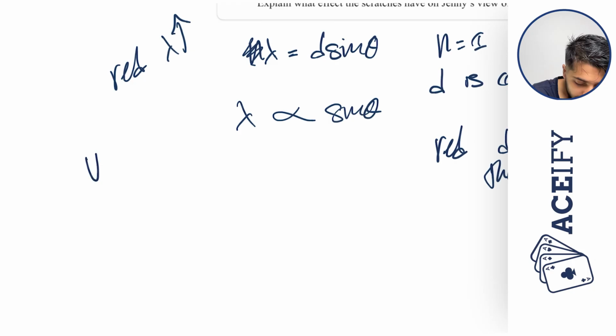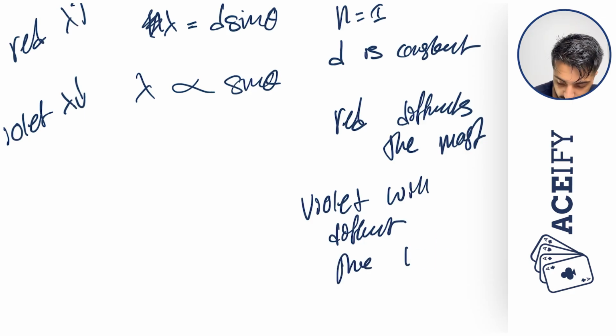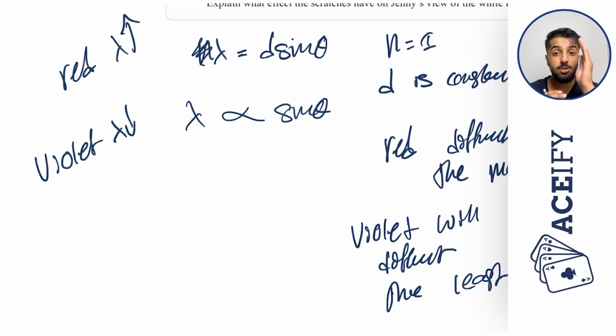And we know that violet has the shortest wavelength. And so violet will diffract the least. There we go. And so because red has the largest wavelength, the angle at which it diffracts is going to be larger compared to violet, which will have a smaller angle of diffraction.